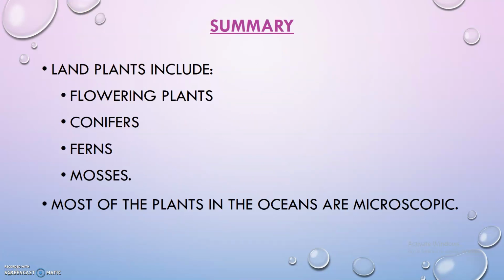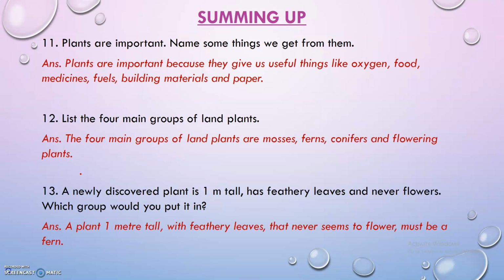Now we will just read the summary of this lesson. Land plants include flowering plants, conifers, ferns and mosses. I hope you all understood about it. Most of the plants in the oceans are microscopic and we call them phytoplankton. Okay, here are some summing up questions. Question number 11. Plants are important. Name some things we get from them. We have already discussed it. Plants give us useful things like oxygen, food, medicines, fuels, building materials, and paper. List the four main groups of land plants. Easy. The four main groups of land plants are mosses, ferns, conifers, and flowering plants.